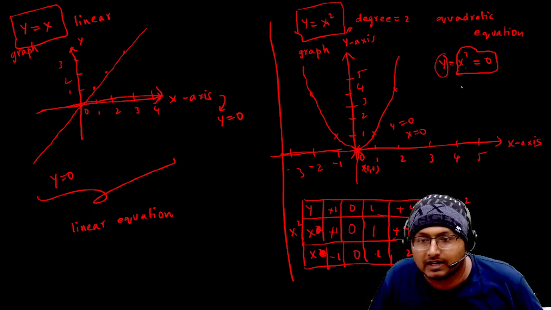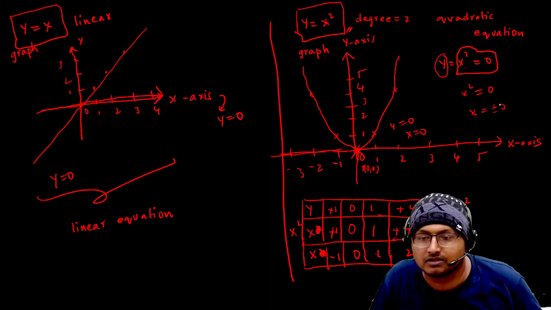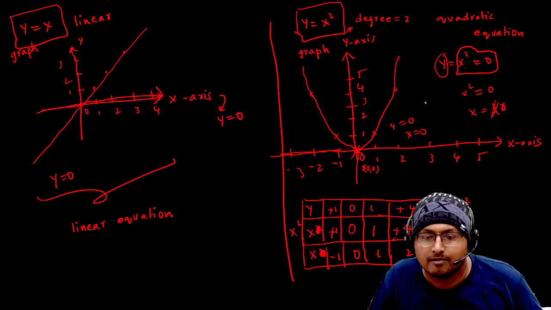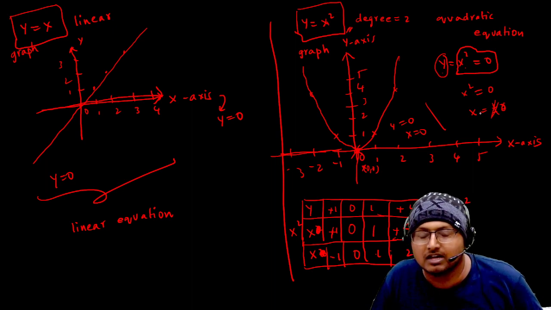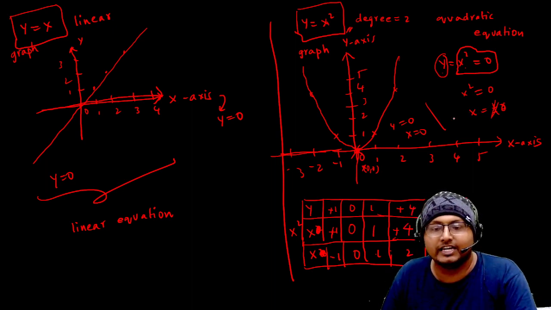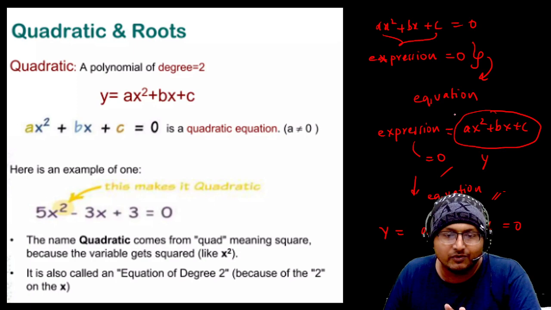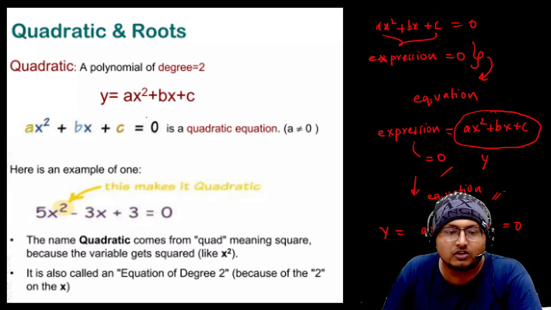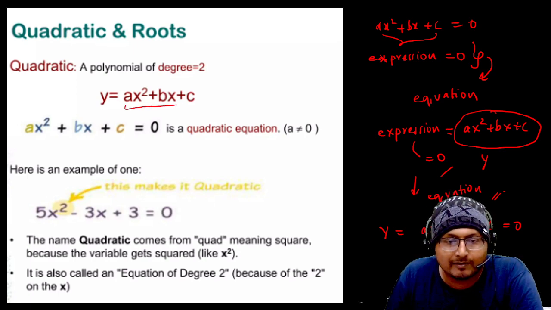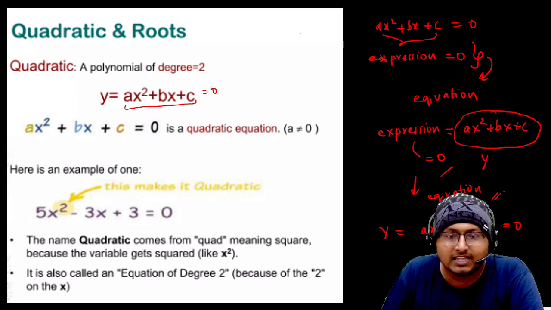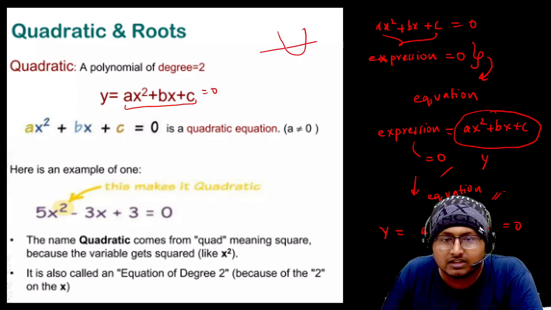So suppose we solve this quadratic equation x square equal to 0. What are the possibilities? The only possibility is x equal to plus or minus 0, and plus or minus 0 we can't write, so x equal to 0 is the answer. So both from the curve and from solving the quadratic equation, we got the same answer. So indirectly, what does the quadratic equation represent? It represents the solution: when we equate ax square plus bx plus c equal to 0, that means where the curve is touching the x-axis.